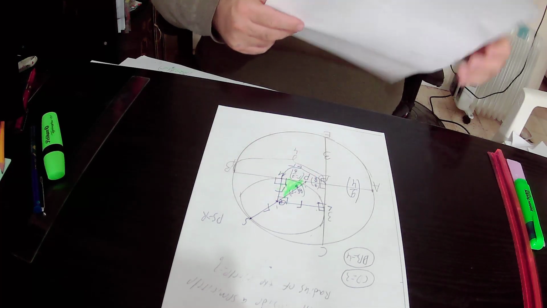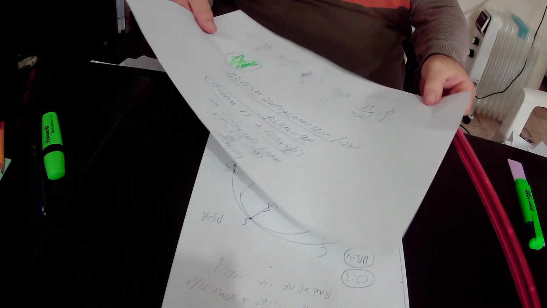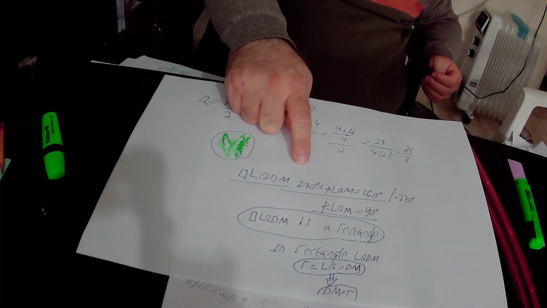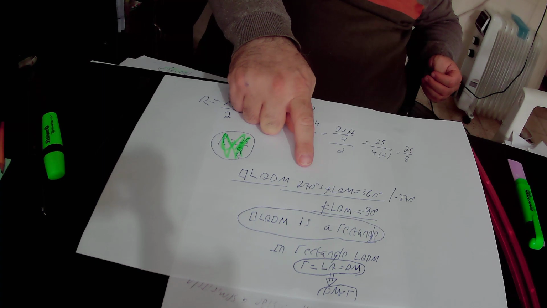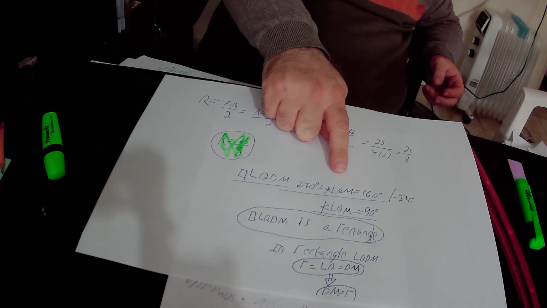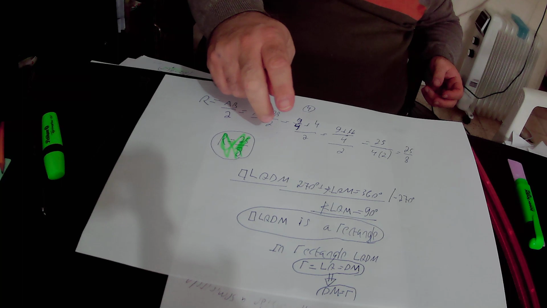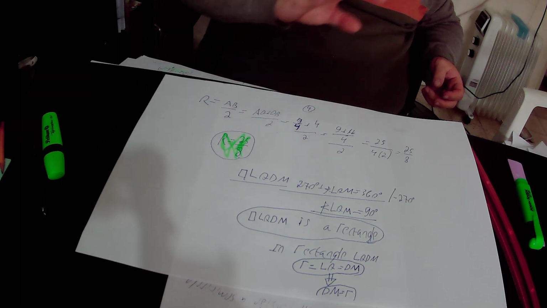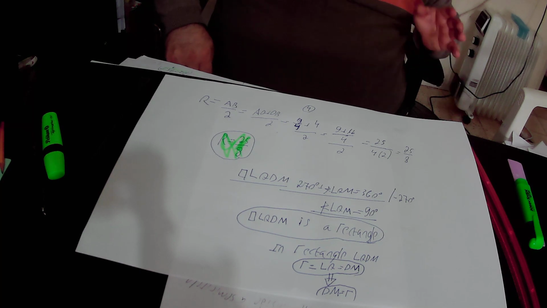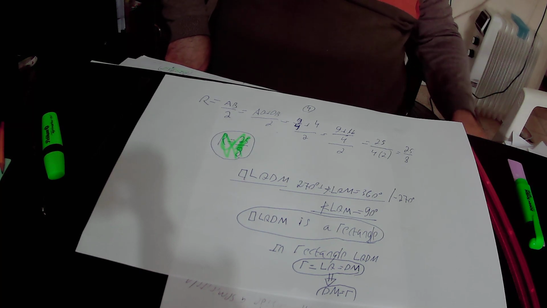So in quadrilateral LQDM, the sum of three right angles is 90 times 3, which is 270 degrees, plus the size of the fourth angle, that is angle LQM. In total, the sum of those four angles inside quadrilateral LQDM must be equal to 360 degrees, according to the rule that the sum of the angles in any quadrilateral is equal to 360 degrees.